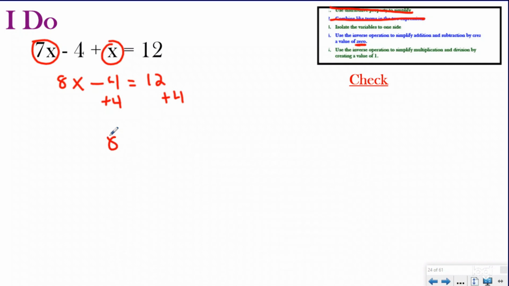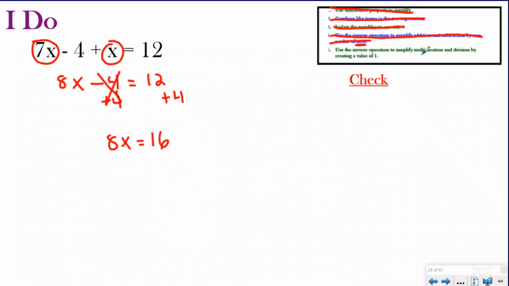So now these have crossed out because they made a 0, and I have 8x left on this side. 12 plus 4 is going to be 16, and now I have isolated my variable on one side, and I've gotten rid of my addition and subtraction by making a 0 with my constants.